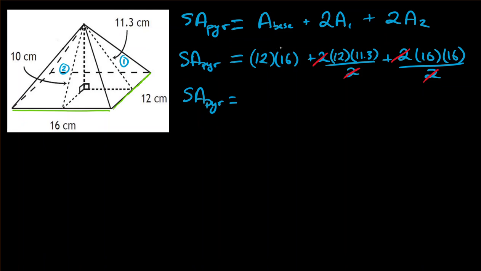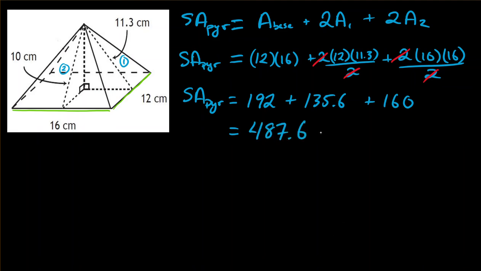So let's calculate this. 12 times 16 is 192. 12 times 11.3 is 135.6. And 10 times 16 is 160. When I add all of this up, I get 487.6 square centimeters. So that is the surface area of this pyramid.